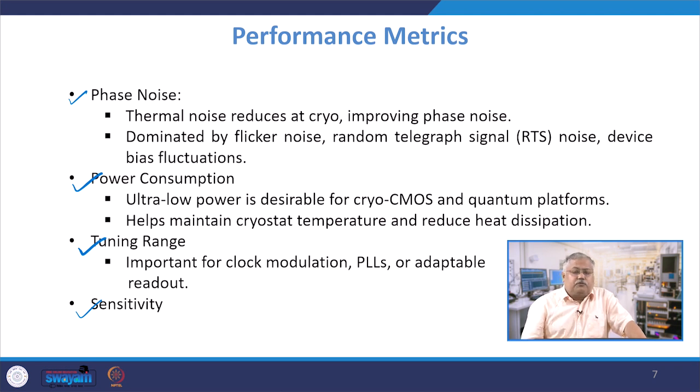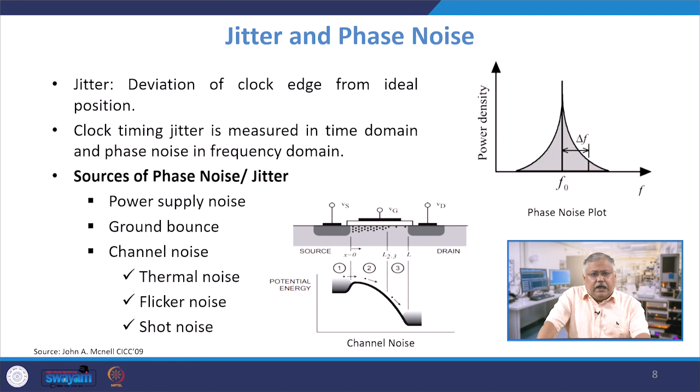The last point is of course sensitivity of performance to variations, and that has to be kept at the bare minimum. Now, let's quickly go through jitter and phase noise before we enter into the oscillator. Again, not part of the course, but needed to give you a brief insight so that you are able to connect the dots properly. Jitter is basically the deviation of the clock edge from an ideal position, right? That is what jitter is all about.